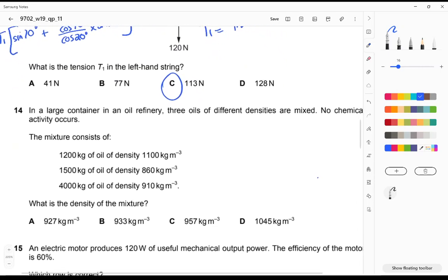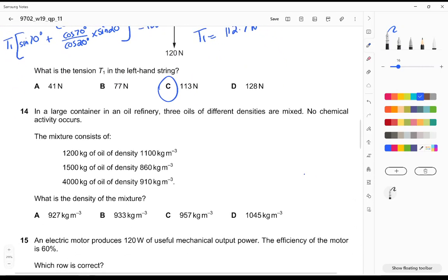In a large container in an oil refinery, three oils of different densities are mixed. No chemical activity occurs. The mixture consists of whatever. What is the density of the mixture? Our target is to find the combined density. So density is going to be total mass over total volume.